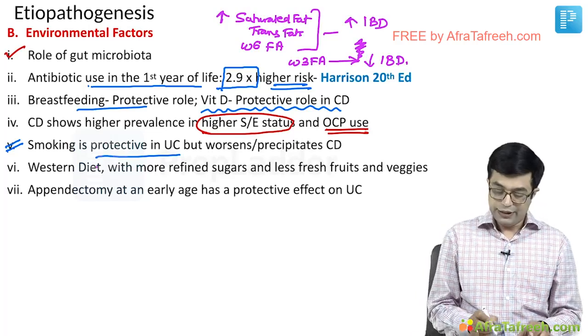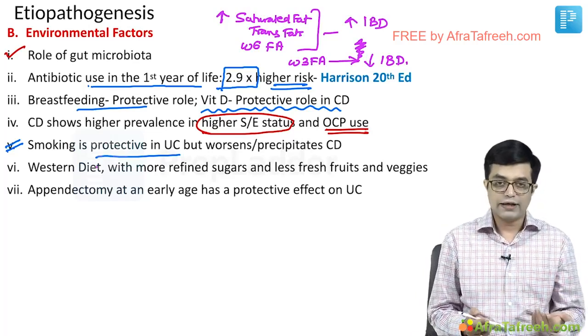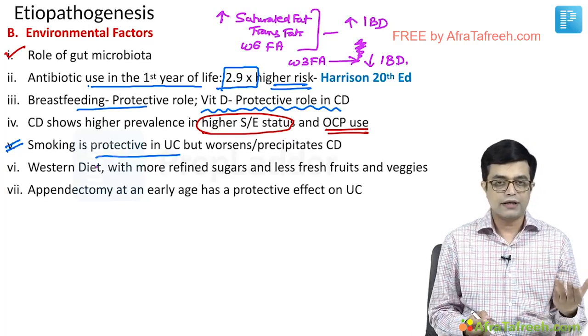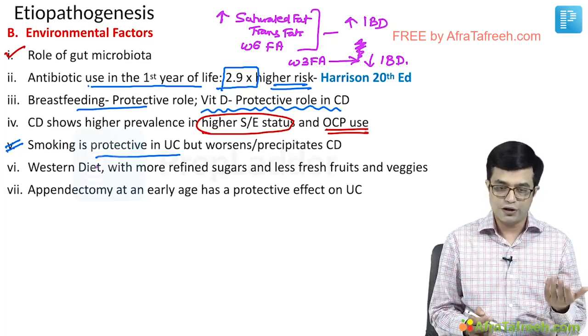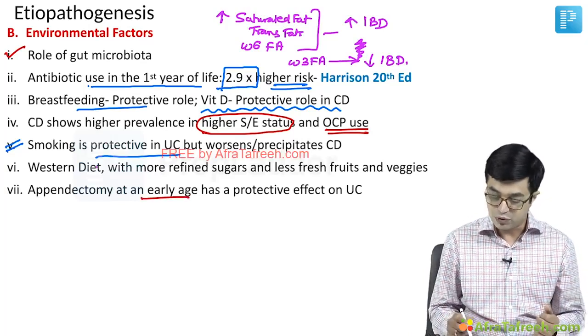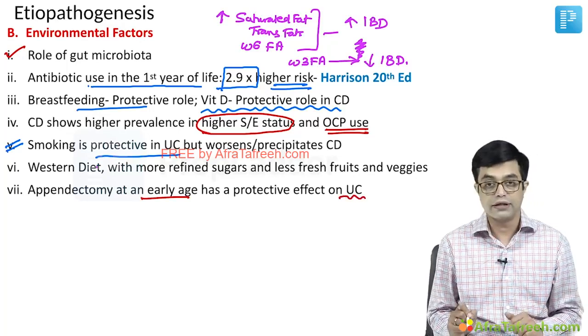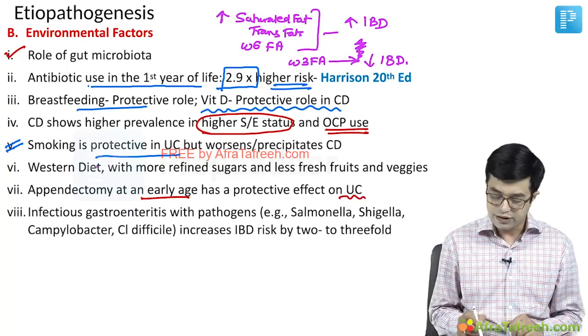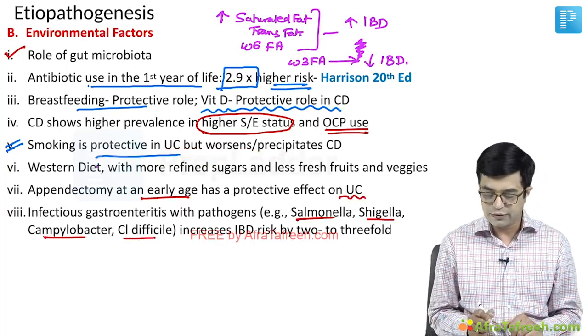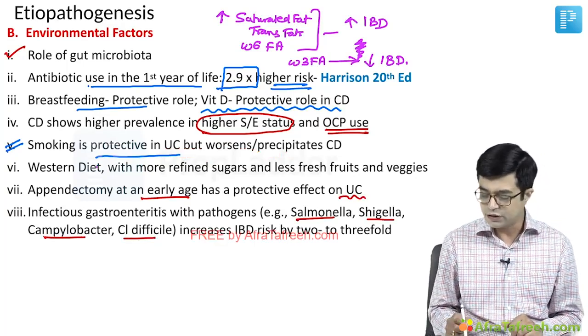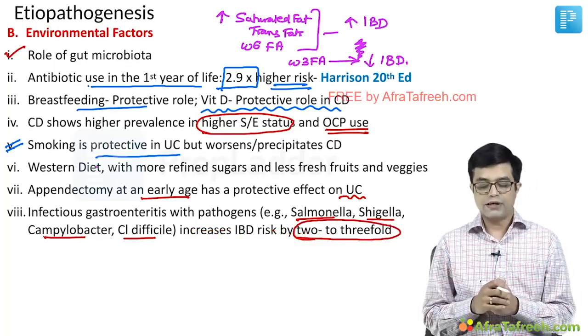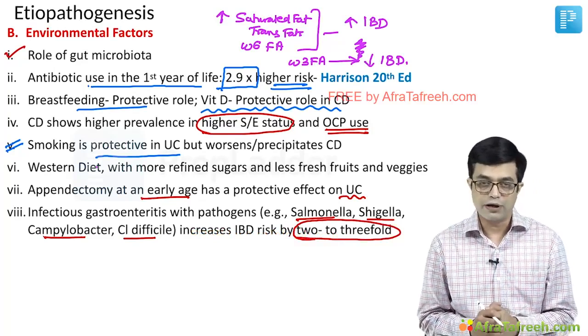Then appendectomy, if it is done, obviously we will not do it prophylactically, but appendectomy, removal of the appendix done for acute appendicitis at an early age, has a protective effect on ulcerative colitis. Then infectious gastroenteritis with pathogens like Salmonella, Shigella, Campylobacter and Clostridium difficile increases the IBD risk by 2 to 3-fold. So these are the environmental factors which have been implicated in the development of IBD.